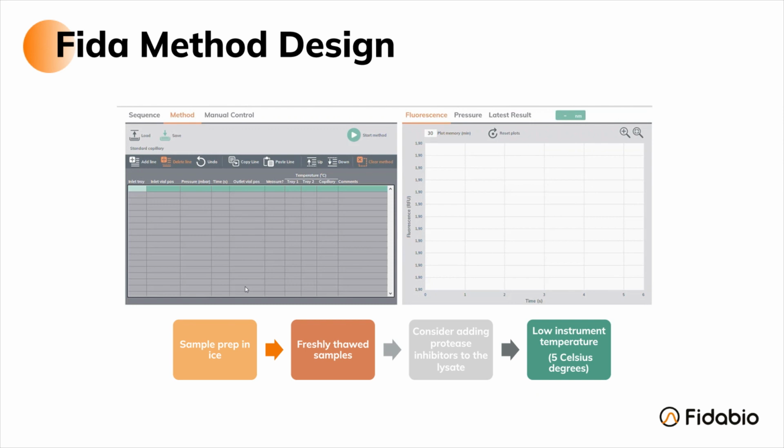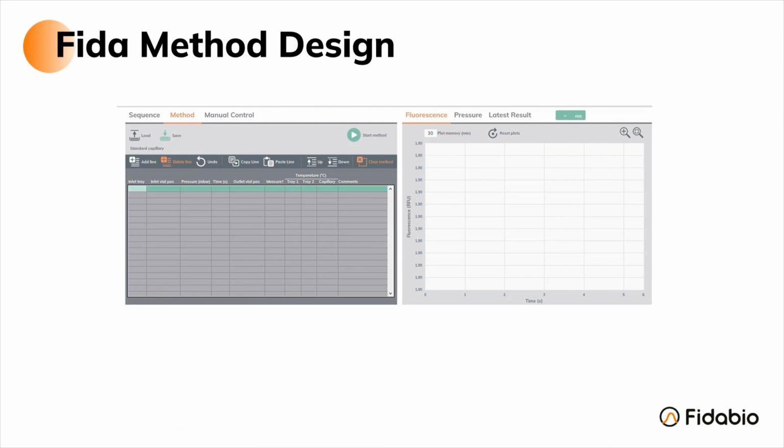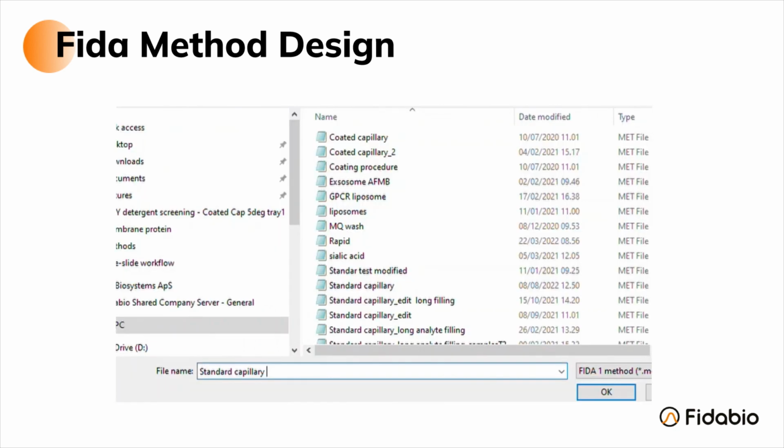To keep the sample refrigerated during the running time in the FIDA1 instrument, just load a standard capillary method and change the temperature of the tray 1 in all the steps to 5 degrees, and save the method with a different file name. For example, standard capillary tray 1 5 degrees. When you set up your sample sequence, remember to choose the new method that you just saved.